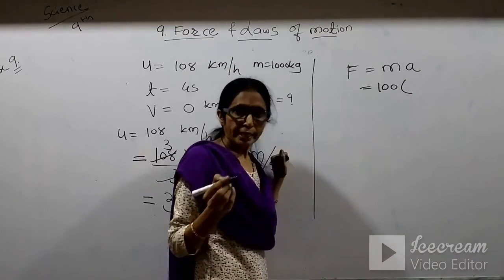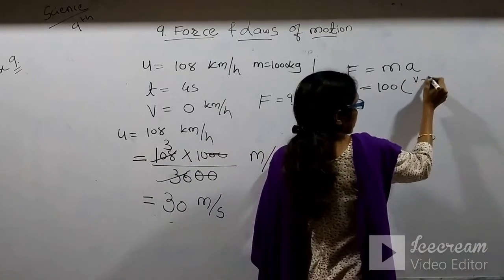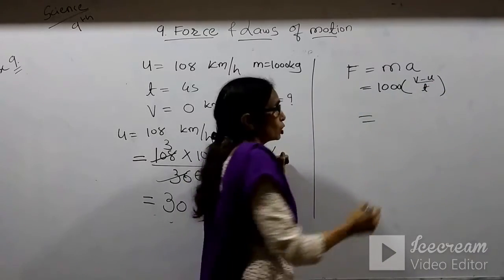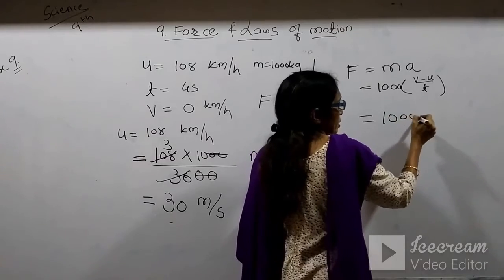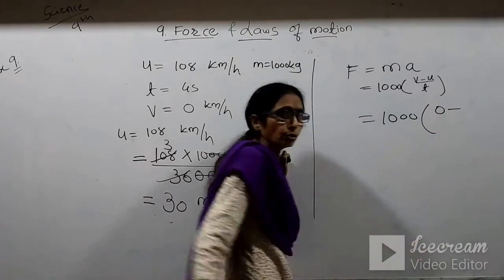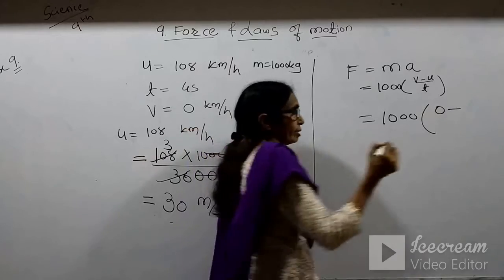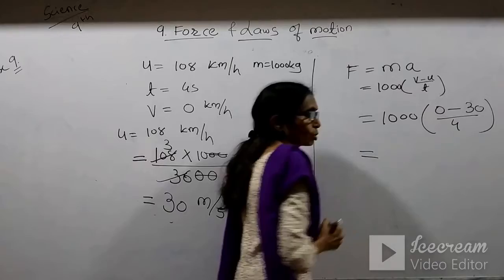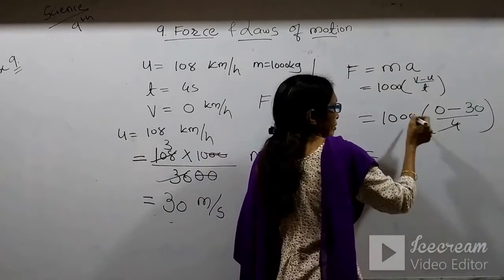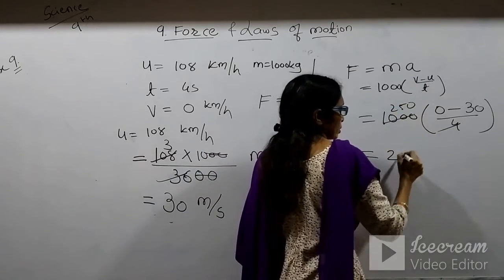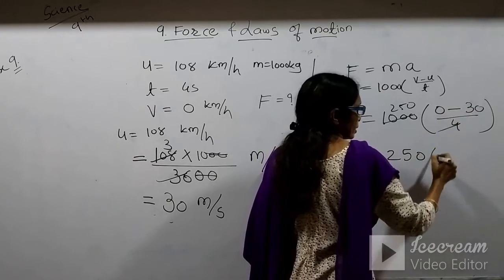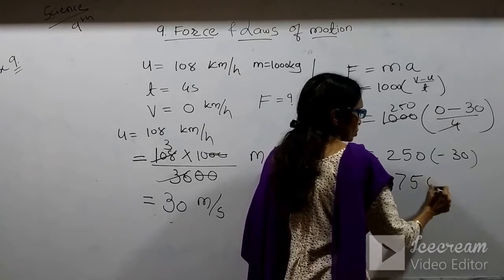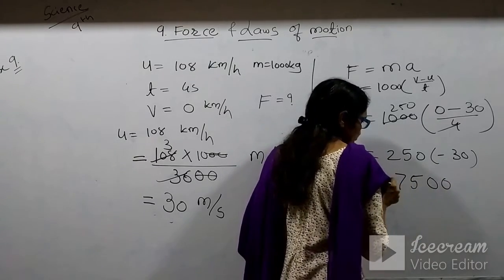We don't know a directly. So we use the formula for a: v minus u upon t. So 1000 here. What is v? 0. What is u? We have already converted it: 30, over 4 seconds. So when we cut, 0 minus 30 is minus 30. So 7500, but the minus sign is there.